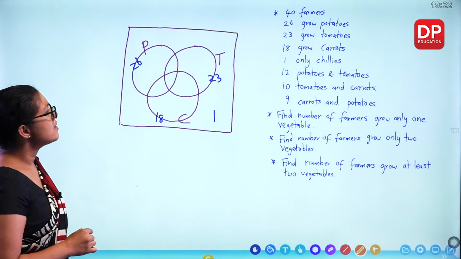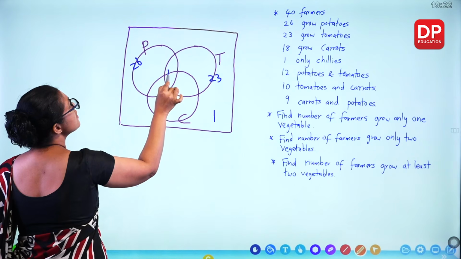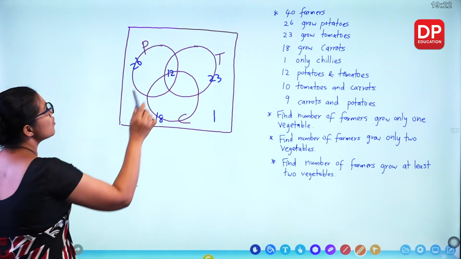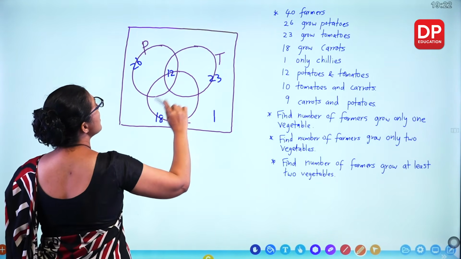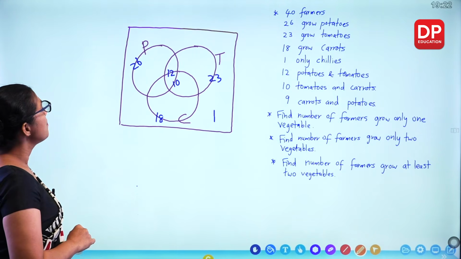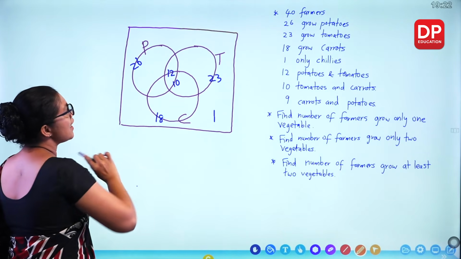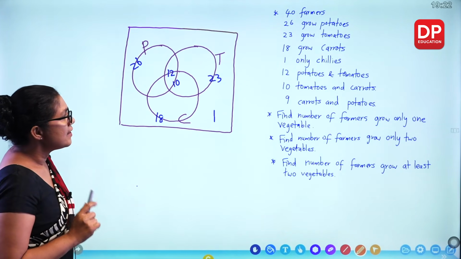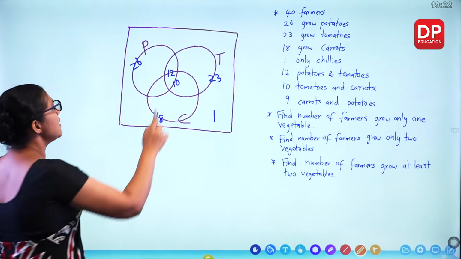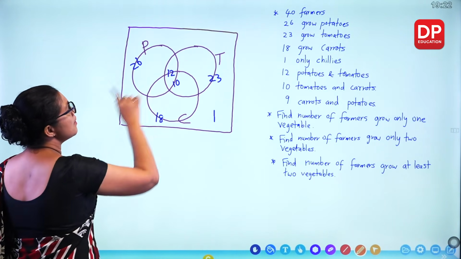12 potatoes and tomatoes. Potatoes and tomatoes 12. So I can put this one as 12. 10 tomatoes and carrots. Tomatoes and carrots. This one is 10. 9 carrots and potatoes. Now we'll see what we can do first. Then the question says find number of farmers grow only one vegetable. So one vegetable means we have to find out these three regions. So we need to fill all the blanks.